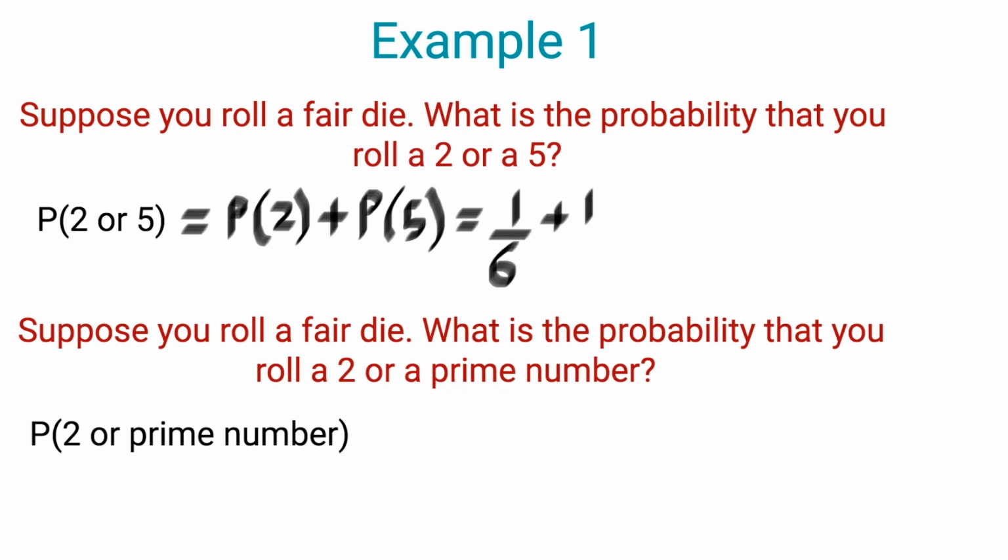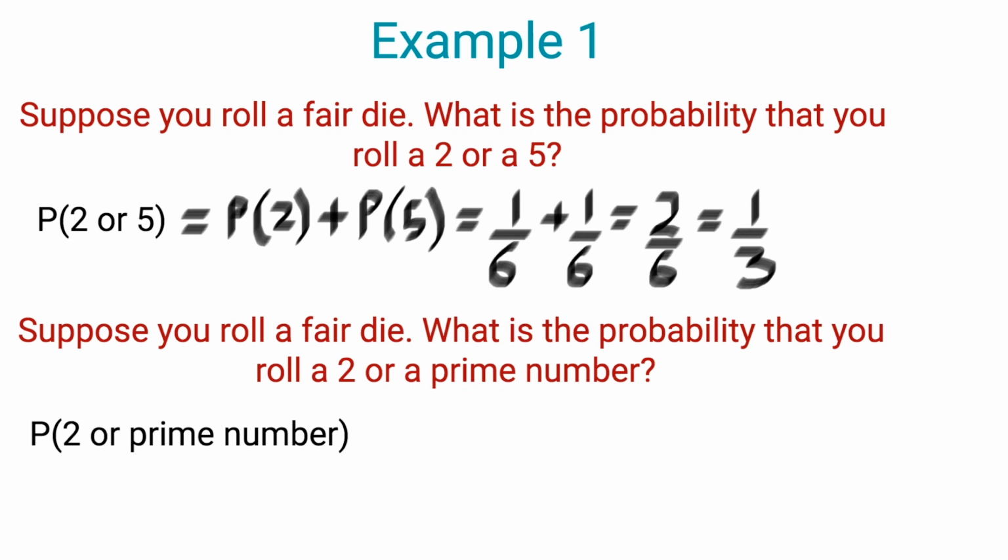And then we add 1 out of 6 because there are 6 possible outcomes, but only one favorable outcome to get a 5. So when you add them together, you get 2 over 6, and you must simplify that fraction to get 1 out of 3. So that's the probability of getting a 2 or a 5.